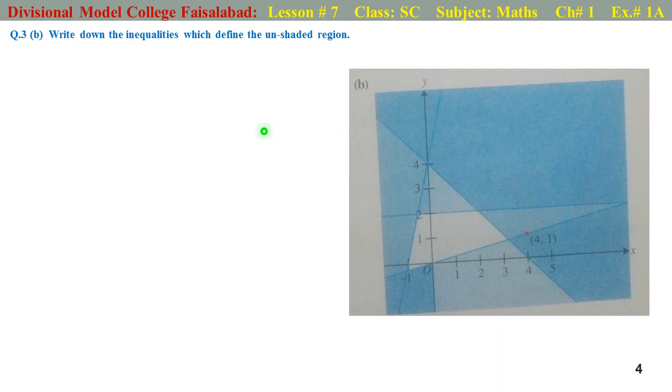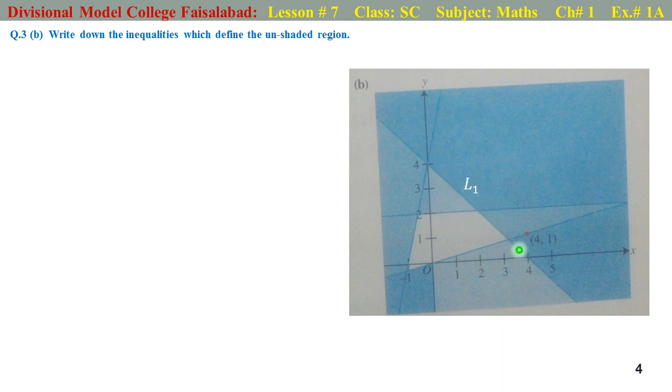So this is 3b. Again the graph is given, x and y axes are labeled. This is the line, this is the line, this is the line, and this is the line. Again there are 4 lines which bound this defined region. Line L1 is this one.